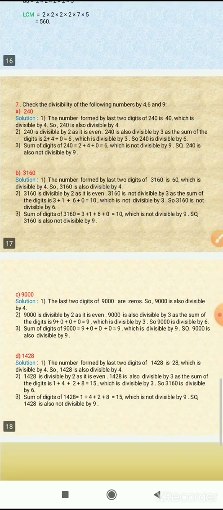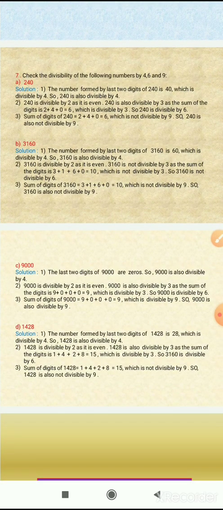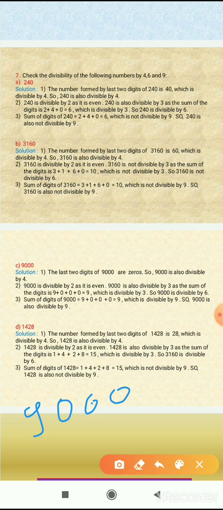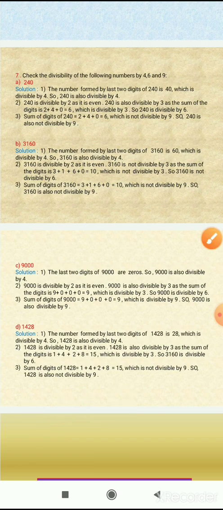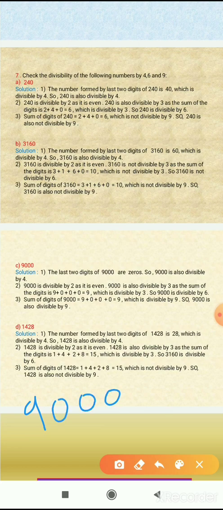Now see here, next number is 9000. Okay, so see this number 9000. The last two digits of 9000 are zeros. So 9000 is also divisible by 4. Next we will check divisibility of 9000 by 6. First we will check by 2. 9000 is an even number, so it is divisible by 2.